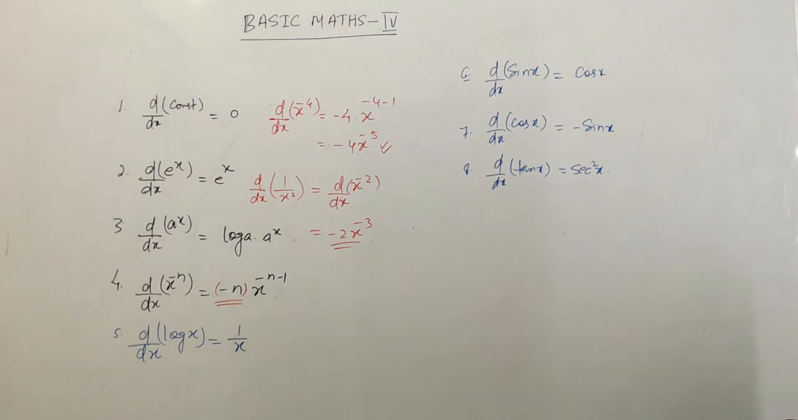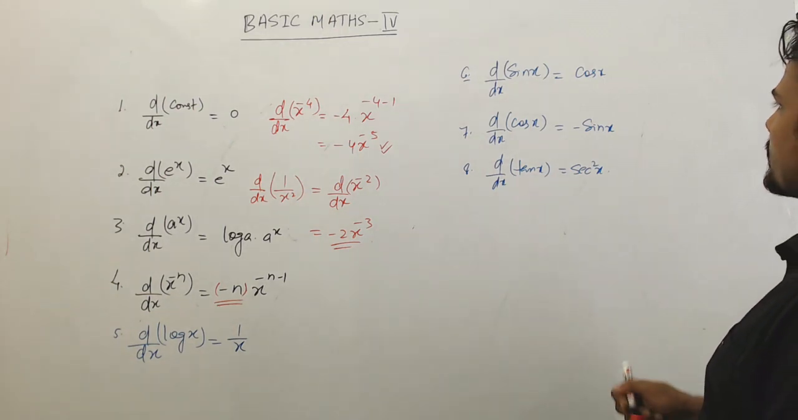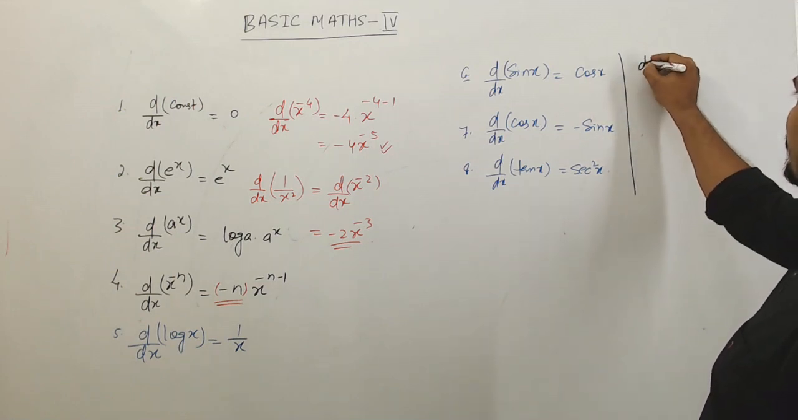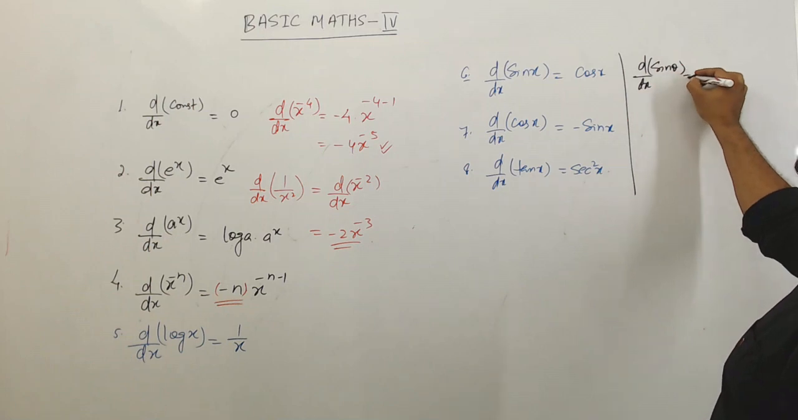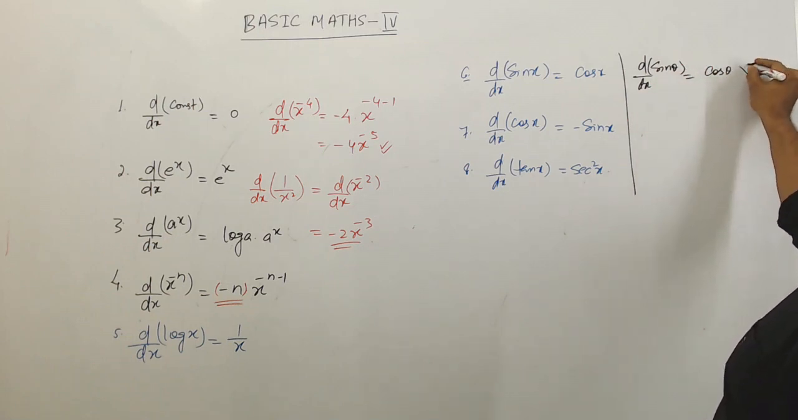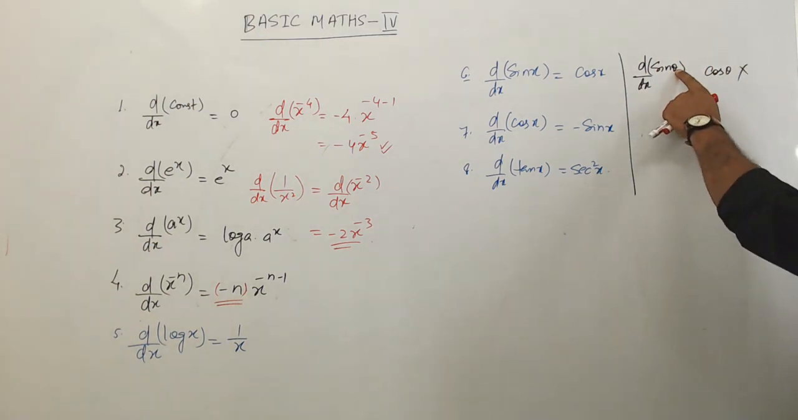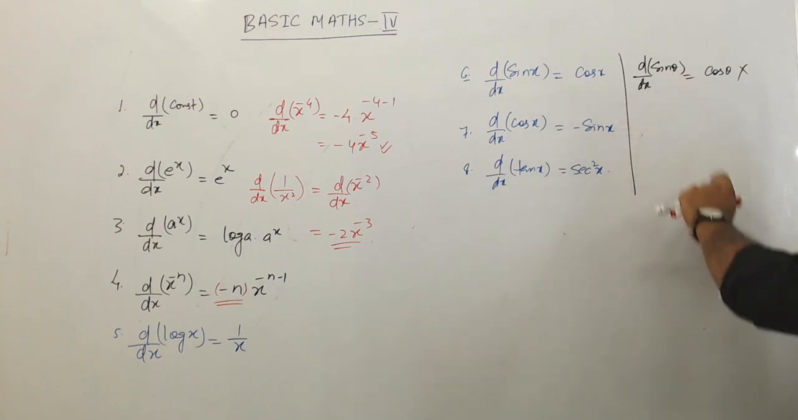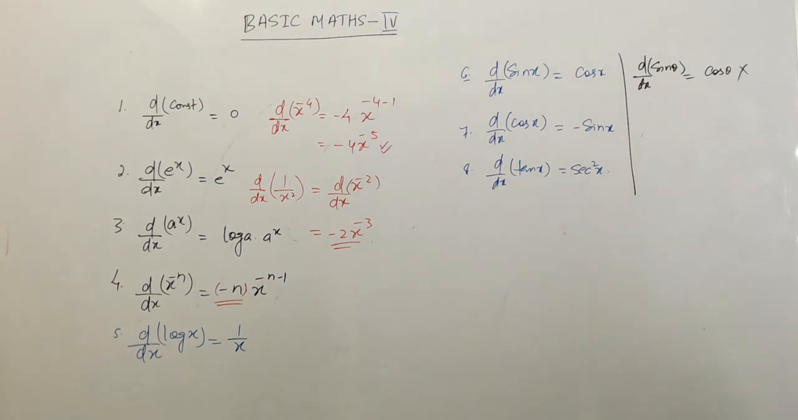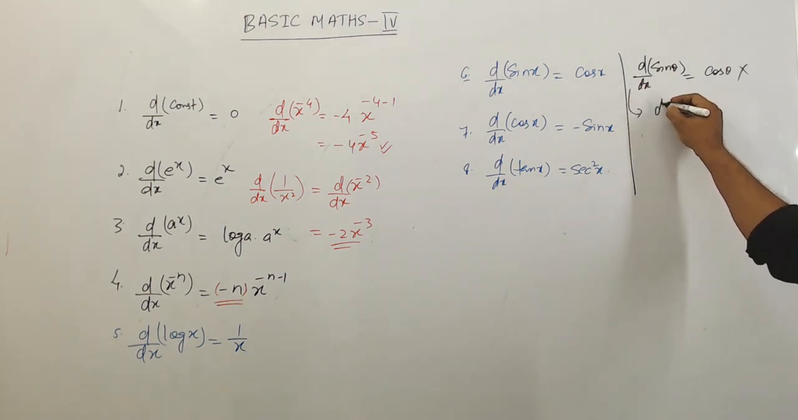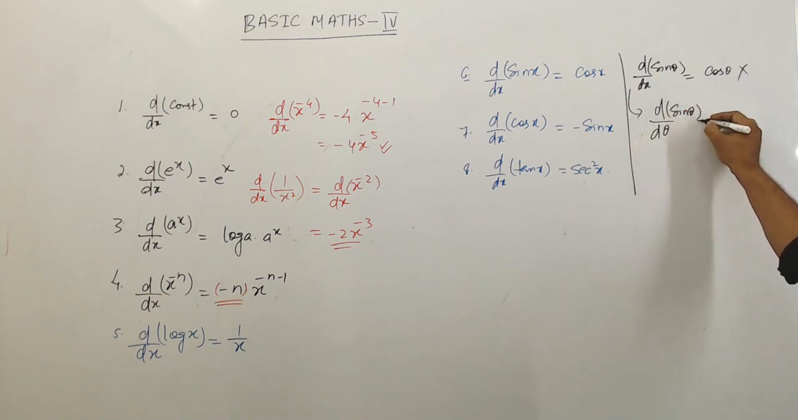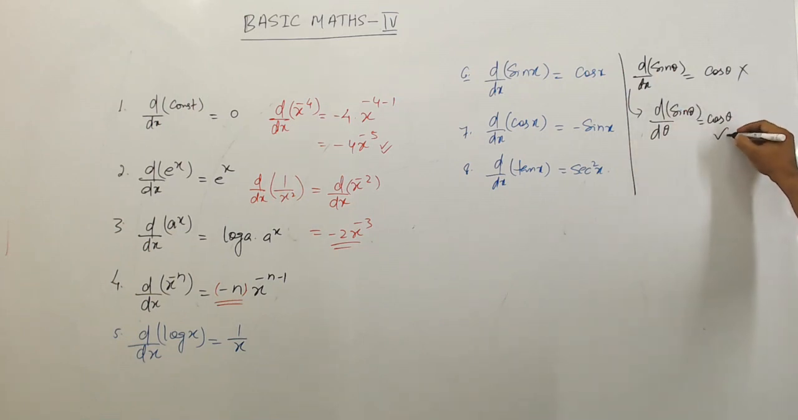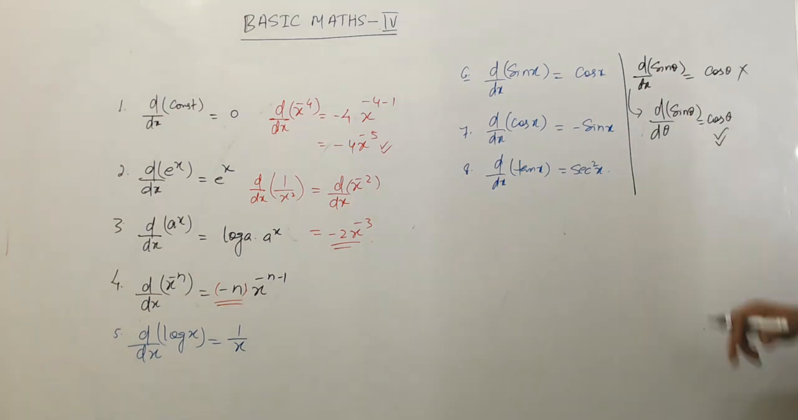But one thing I would like to add over here: in some cases, if you've been given d upon dx of sine theta, please do not write this as cos theta. This is wrong. The reason being, I have not mentioned if theta is a function of x or not. As of now, they are different things. So to write it correctly, this has to be written as d upon d theta of sine theta. Now this is correct if I write cos theta. This is the correct one because the function has to be this.